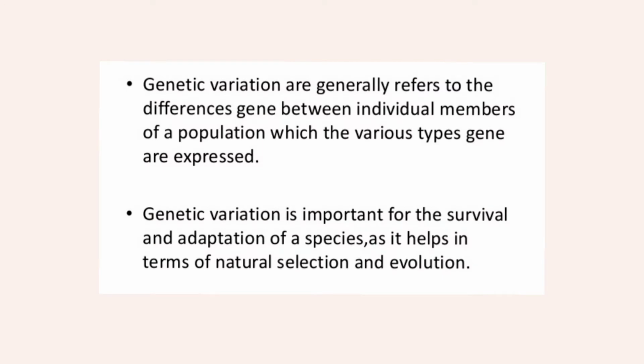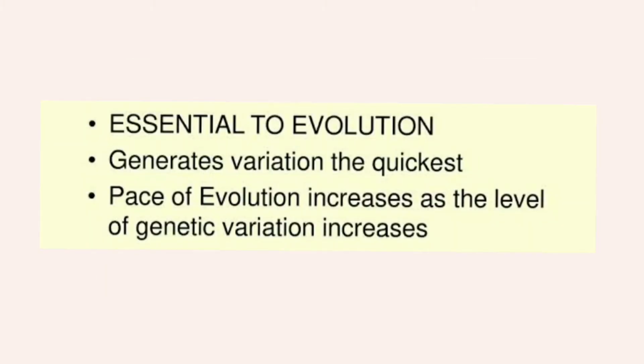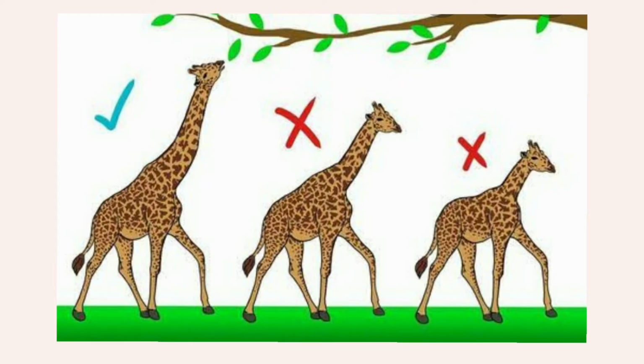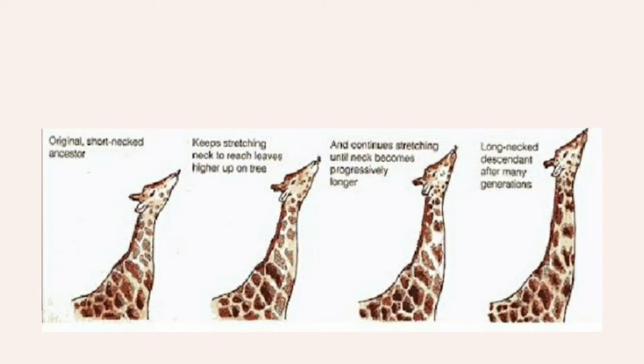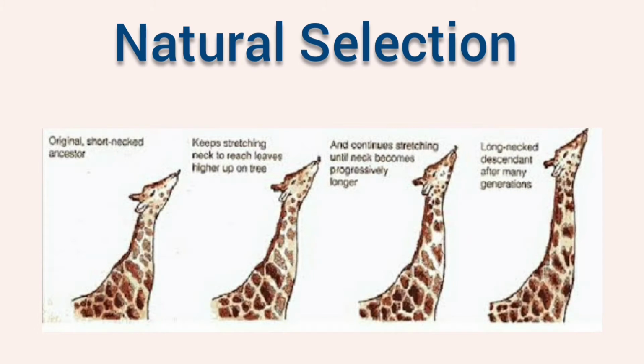Genetic variation is important in evolution. Evolution relies on genetic variation that is passed down from one generation to the next. The favorable characteristics are selected and are passed on. This is called natural selection.